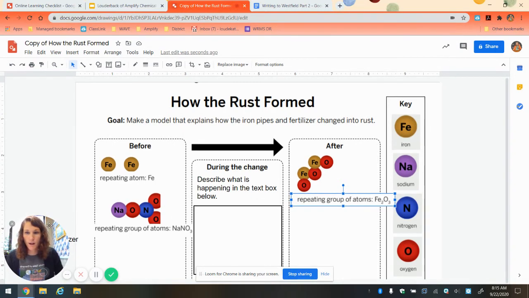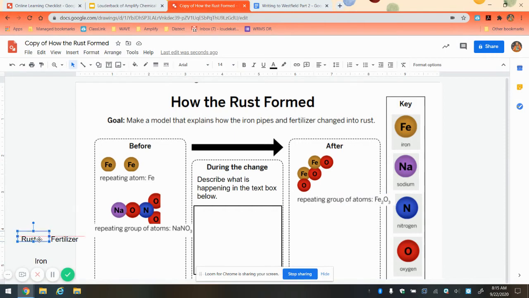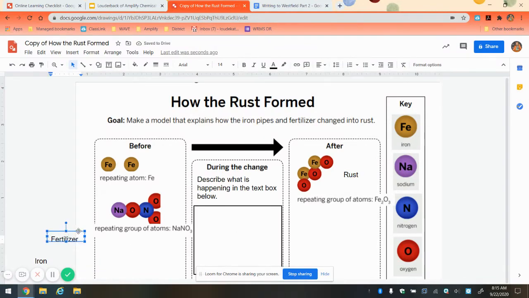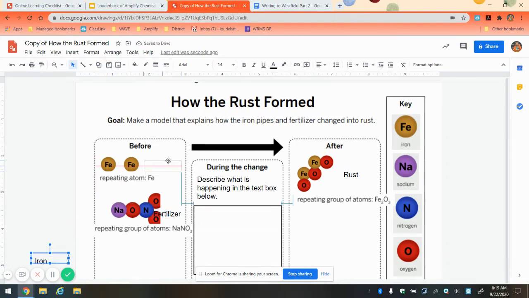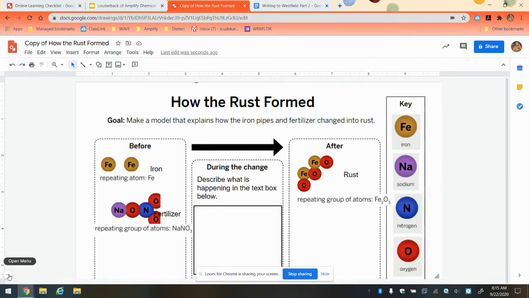I'm going to have to make my little bubble go away for a little bit. But I also have rust here. So I'm going to put this over here so I recognize that Fe2O3 is rust, and that my NaNO3 is fertilizer. And then I'm going to pull my iron over by the iron here. All right, and let's see. Oh goodness, I'm going to pause.